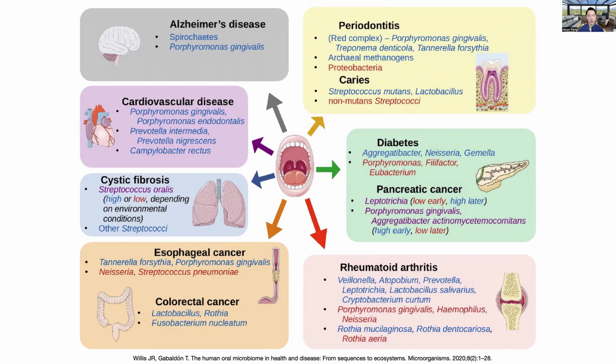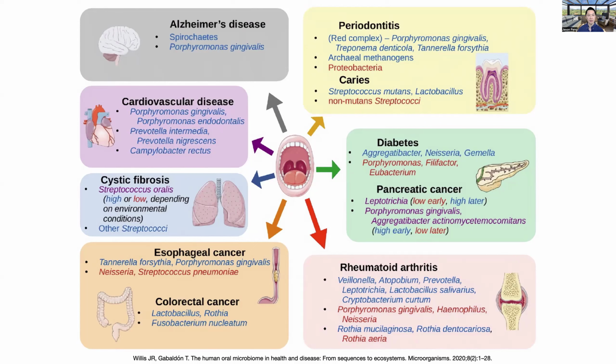There's other things like Aggregatibacter, which we know as AA, and that can be involved with diabetes. We have relationships with various gastrointestinal cancers, and in those cases, particularly P. gingivalis again, AA, but it also can be Fusobacterium nucleatum. We've seen it with rheumatoid arthritis, various other bacteria, cystic fibrosis, cardiovascular disease. We know again, P. gingivalis seems to be one of the main culprits. And with Alzheimer's disease, both the spirochetes and P. gingivalis seem to be highly associated.